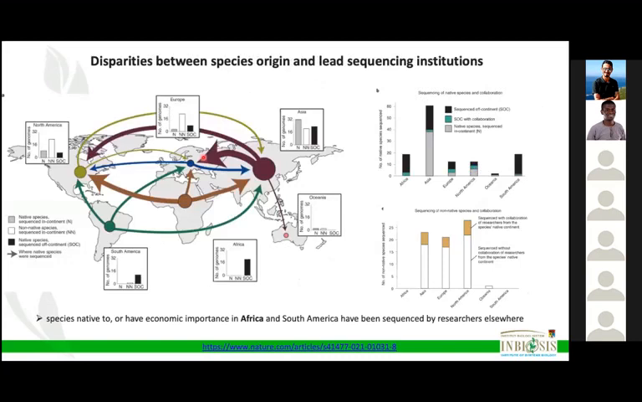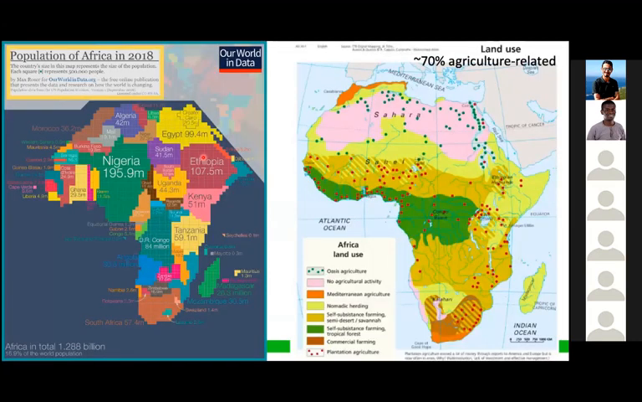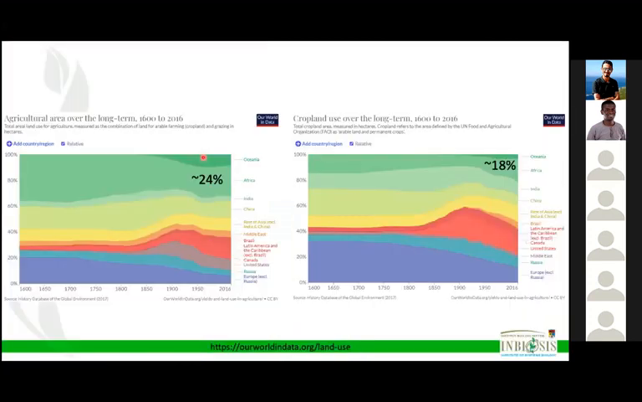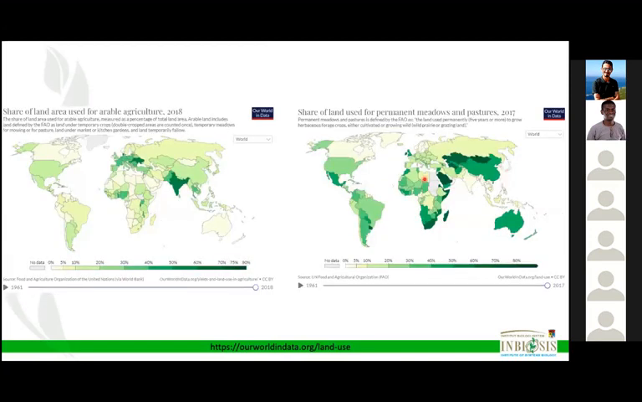And a lot of crop plants local to Africa were actually sequenced by researchers elsewhere, as you can see here. And in Africa, there's a large population with large agriculture-related land use of around 70%. You can see it accounts for a quarter of the agricultural land in the world, and cropland is about a fifth of the world. That means most of the agricultural land is actually used for animal farming, for pasture and meadow.